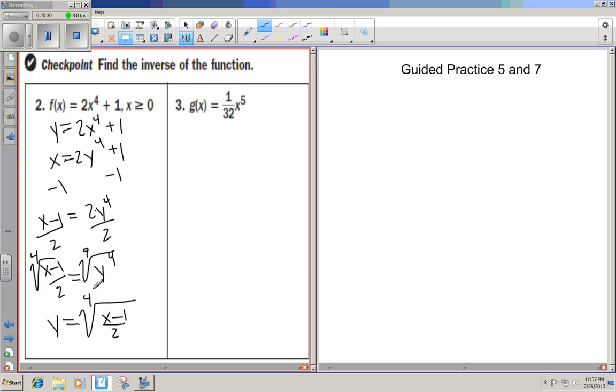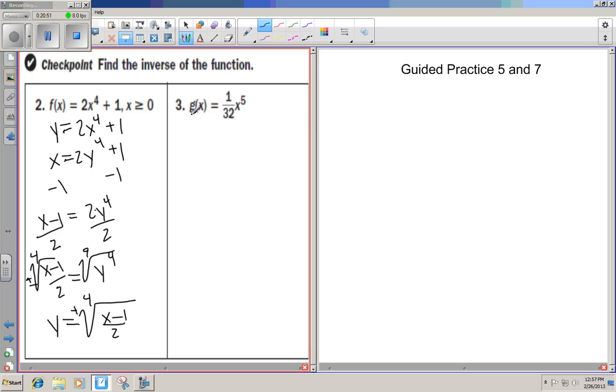That is the inverse. Please remember, though, you really should take into consideration which one they're talking about, the plus or the minus. Since it's x greater than or equal to 0, you're going to show only the plus. It should be plus or minus, but you're only showing the plus.